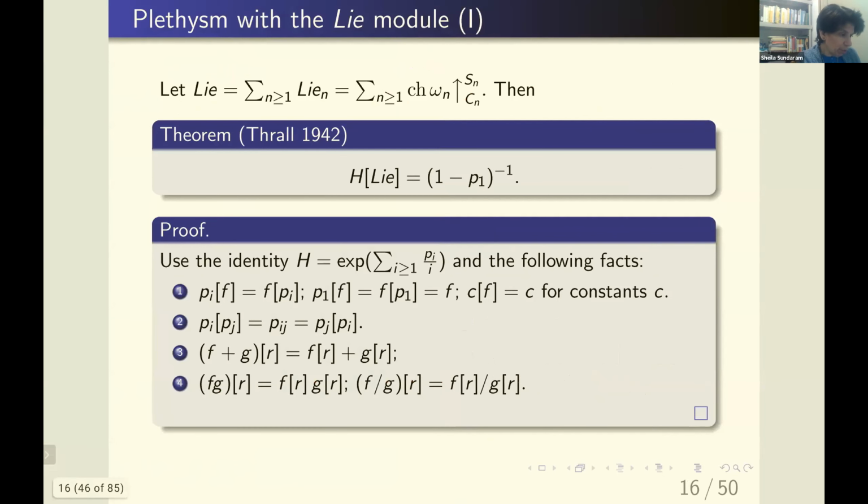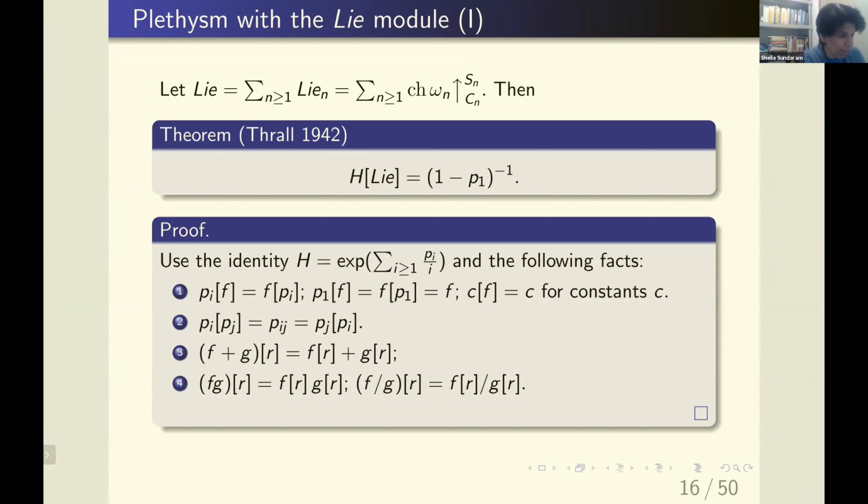So I'm going to write just Lie without a subscript for this symmetric function, which is really a formal power series here. I'm adding up all the Lie n's, right? So Lie n, if you remember, was just taking the primitive nth root and inducing up from the long cycle. So it's, again, an old theorem of Thrall that if you take h outside, do the plethysm with Lie, you get 1 minus p1 to the minus 1.